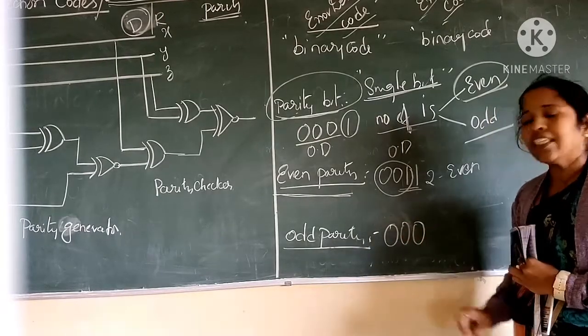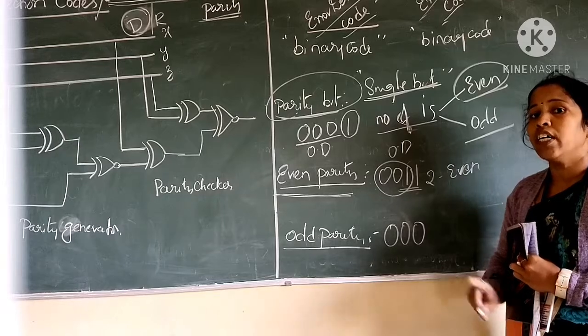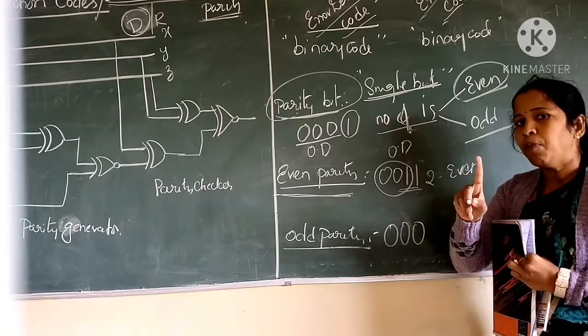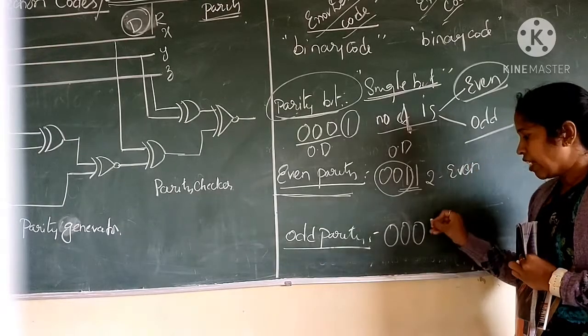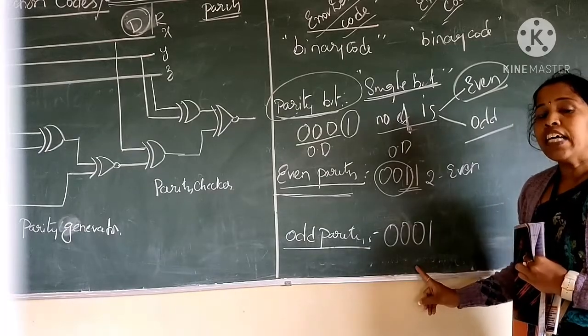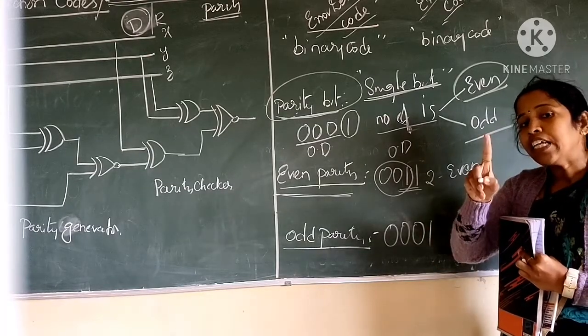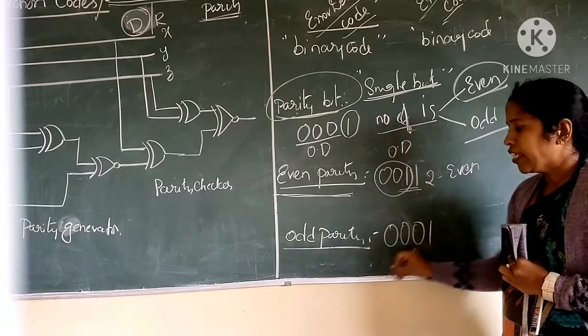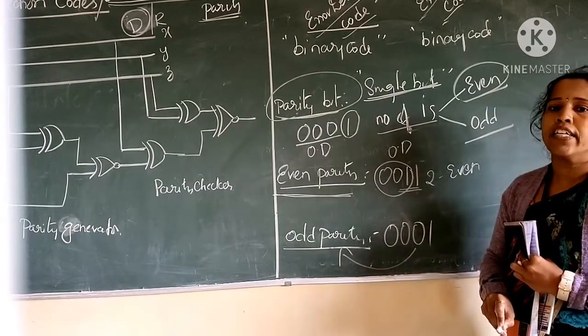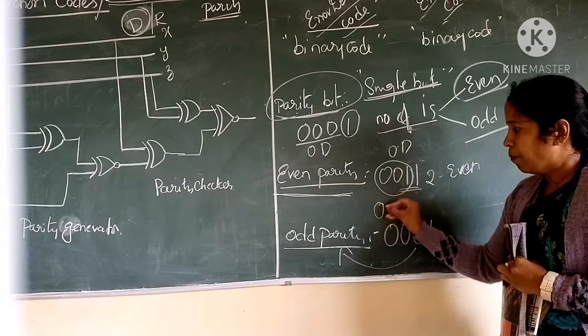Now here, odd parity. My original data is 3 zeros. Now I am adding a parity bit, so a single bit I am going to add here. If I am adding 1 here, then how many ones are there? 1. So 1 is nothing but an odd number. Then it is supporting odd parity, right?